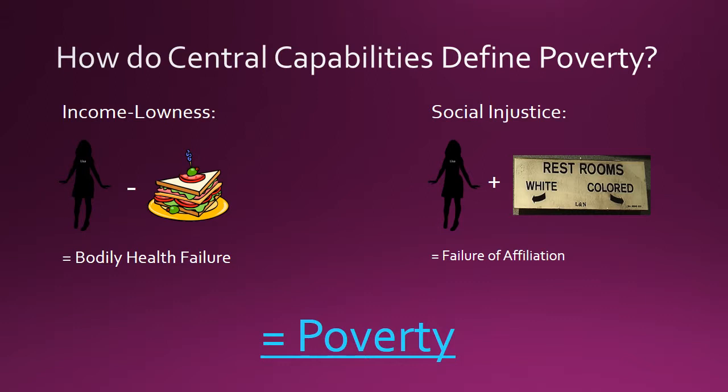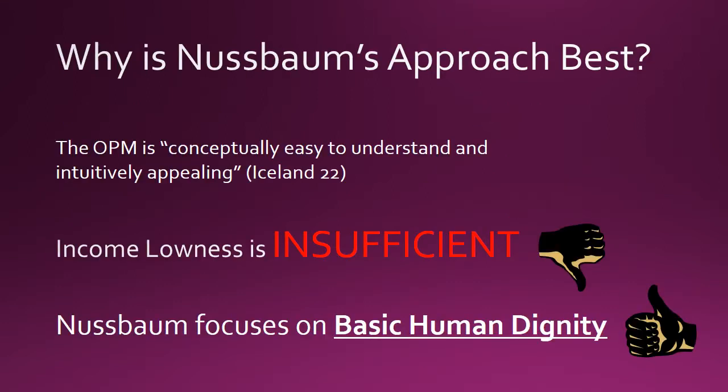Again, Nussbaum's approach focuses on basic human dignity. This definition incorporates income lowness with social injustices that result in capability failure. A person's basic human dignity is threatened by this capability failure. Therefore, Nussbaum's approach to defining poverty is above and beyond the best definition available.